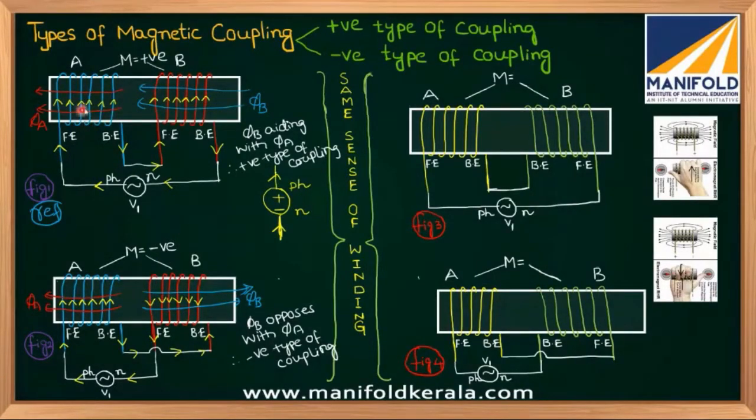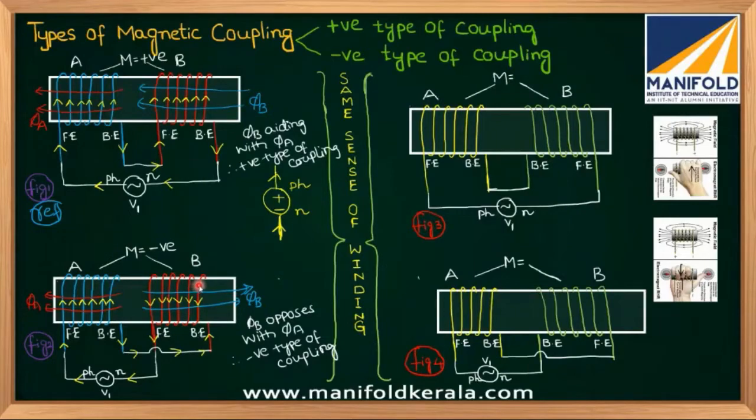If you observe coil A in figure number 1, it is upward direction. In figure number 2, coil A direction is upwards only. And what about coil B of figure number 1? It's upwards, whereas coil B of figure number 2 is downwards. That means though sense of winding is same, if direction of current is changed in one coil, type of coupling can be changed. Is it clear? Please respond.